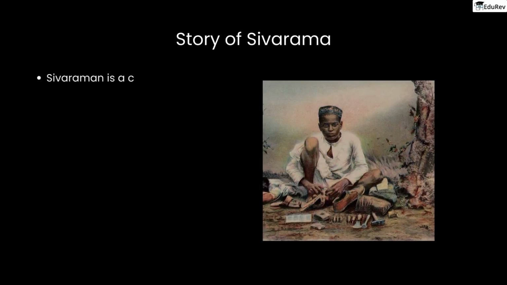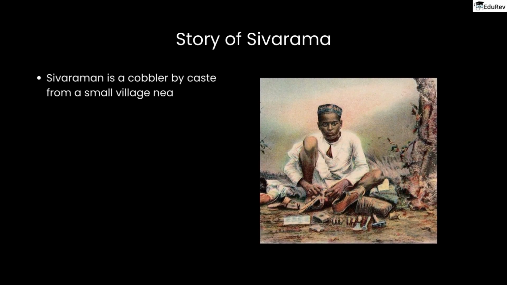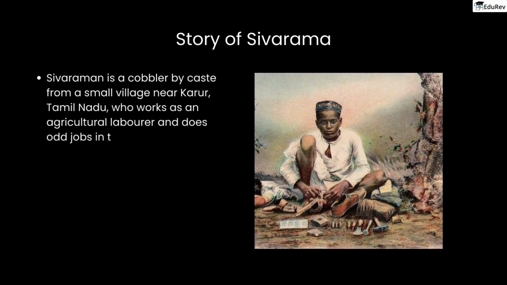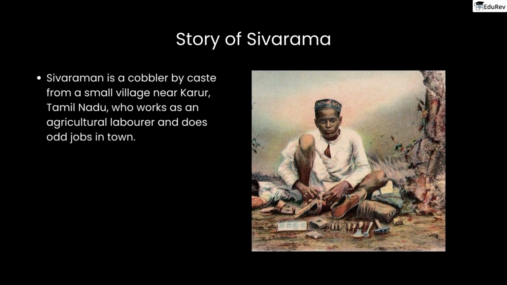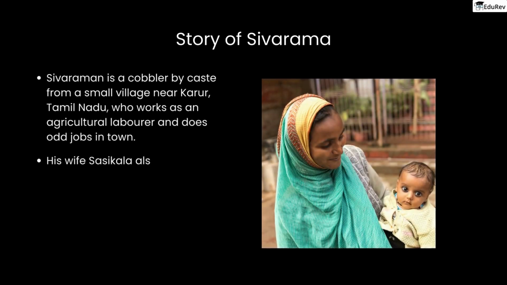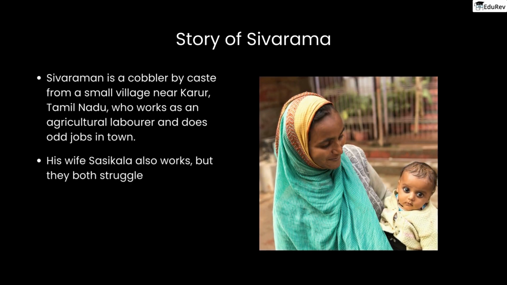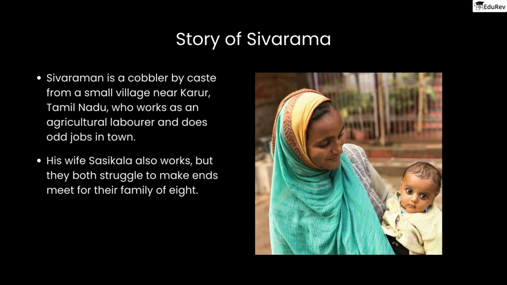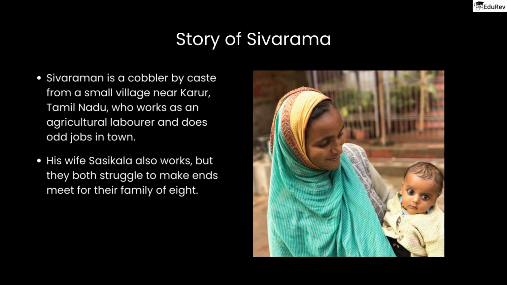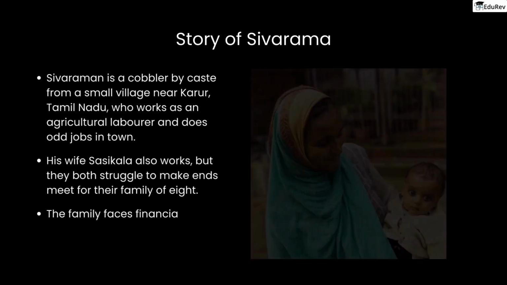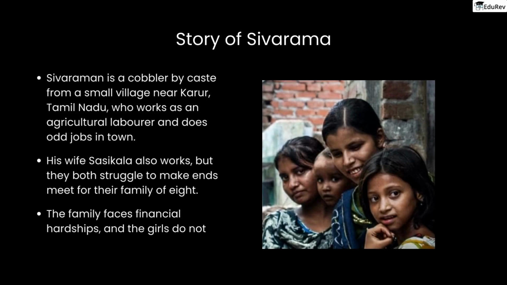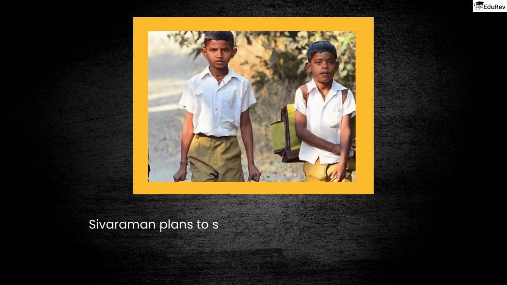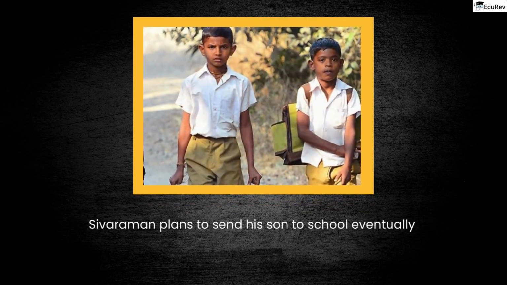Sivrama is a cobbler by caste from a small village near Karur, Tamil Nadu, who works as an agricultural laborer and does odd jobs in town. His wife Sasikala also works, but they both struggle to make ends meet for their family of 8, which includes their 4 children, an unmarried sister, and an aging, widowed mother. The family faces financial hardships, and the girls do not attend school as they cannot afford it. Sivrama plans to send his son to school eventually.